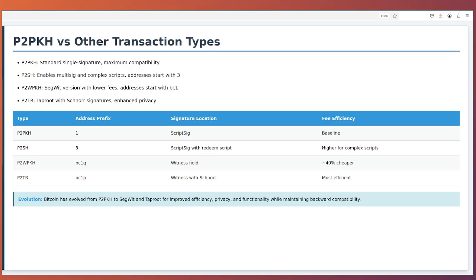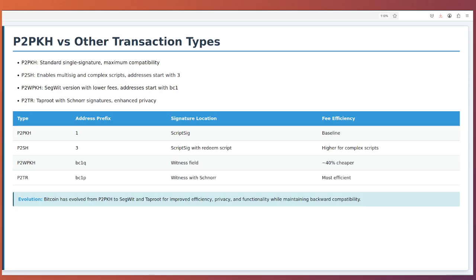P2WPKH transactions use Bech32 addresses starting with bc1 on mainnet. The transaction structure differs significantly between P2PKH and P2WPKH. In P2PKH, the signature and public key are in the ScriptSig of the input. In P2WPKH, the ScriptSig is empty and the signature and public key are in the witness field. The ScriptPubKey for P2WPKH is also different.